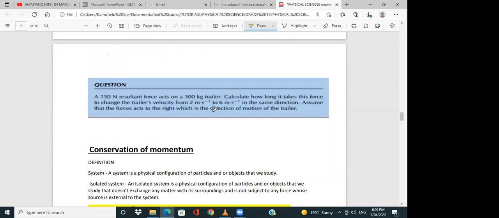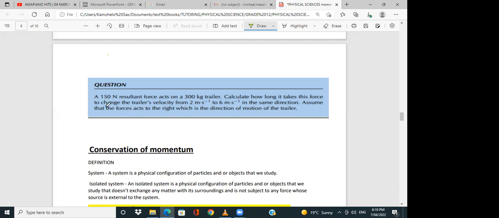And now here's a beautiful question right there. A 50 N resultant force acts on a 300 kg trailer. Okay? Calculate how long it takes this force to change the trailer velocity from 2 meters per second to 6 meters per second in the same direction. Assume that the forces acting are right, which direction of the motion of the trailer. Now, I'm not going to do this question, but I'm only going to break it down for you guys so that you can understand what was happening on this question.